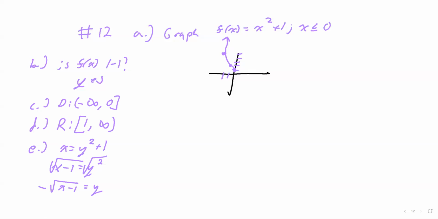And then the last step is to do what? Write the inverse notation. Very good. Don't forget that step. It's going to be sad if I have to take a point off because you did all the work and forgot the symbol. All right, so we're good on part E. Then we move on to part F.